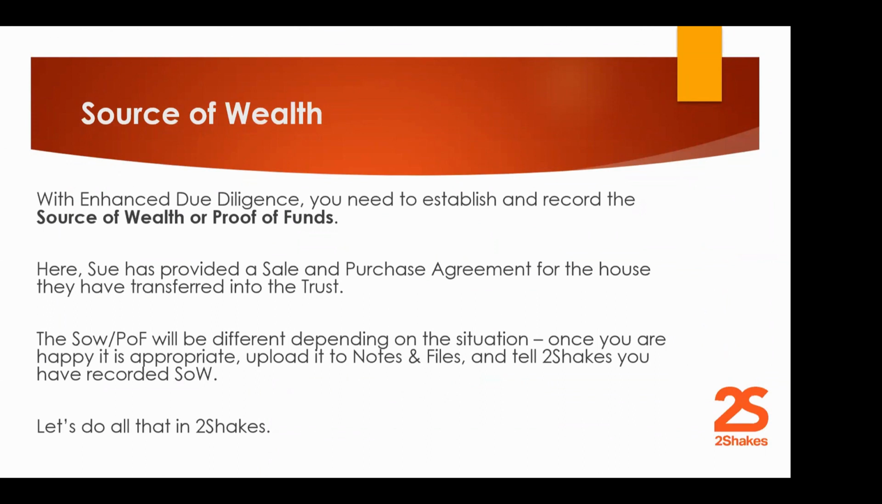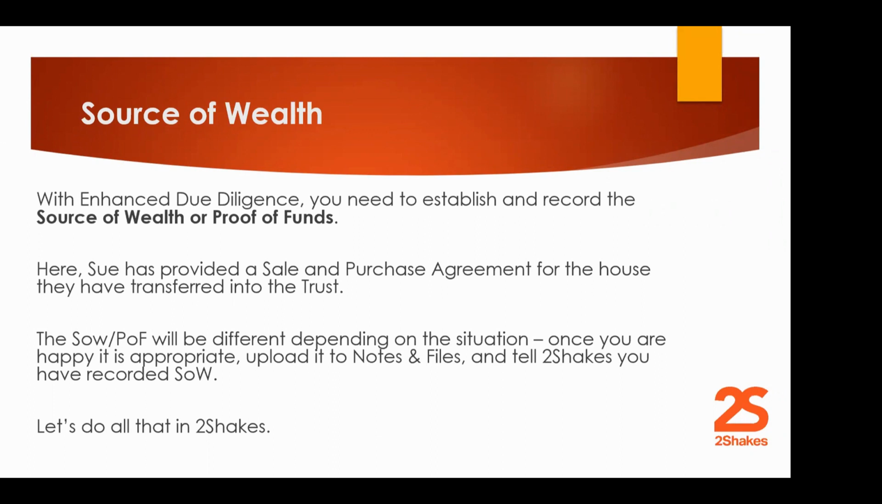So we've got our people added, we've done our trust tab, so we've got some additional information, but we've still got that extra bit, that source of wealth that's triggered by enhanced due diligence. So we've been speaking to Sue, and Sue has provided us, in this case, the trust, the main asset is the family house, and she's provided the sale and purchase agreement of the house that they've transferred into it. So that in this case is, in my opinion, as I'm taking them on as a customer, a pretty legitimate reason or legitimate proof of the wealth or the source of the funds. So I'm going to accept that sale and purchase agreement.